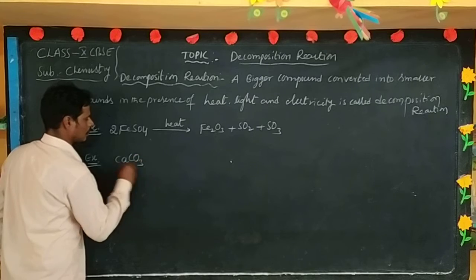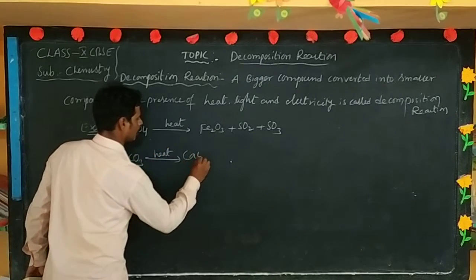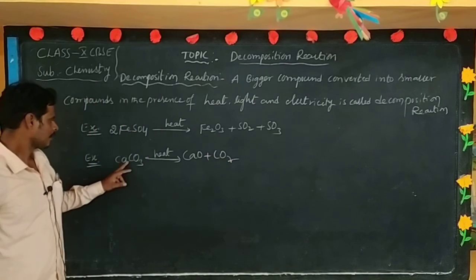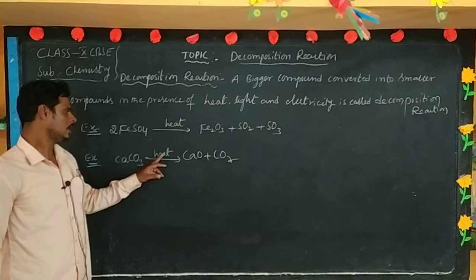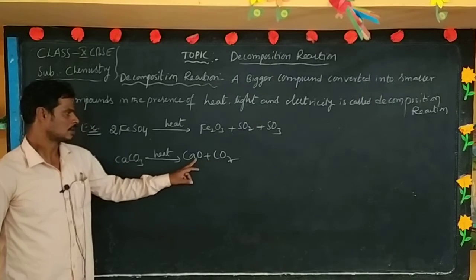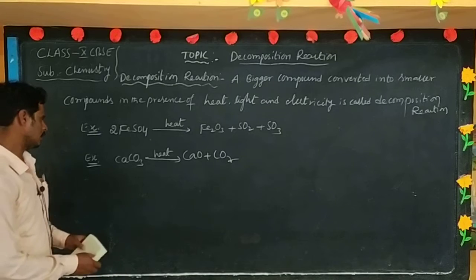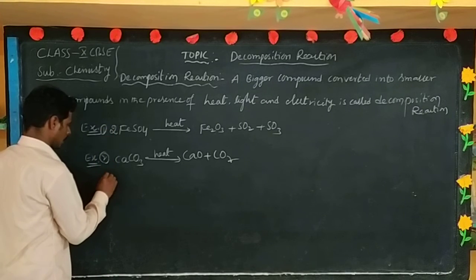calcium carbonate undergoes decomposition in the presence of heat to form calcium oxide plus carbon dioxide. So here calcium carbonate undergoes decomposition in the presence of heat to form two smaller compounds, calcium oxide and carbon dioxide. Let me take another example. Example 1, example 2, example 3.